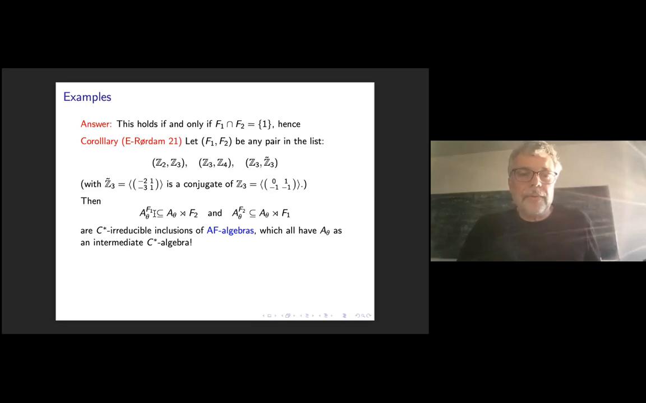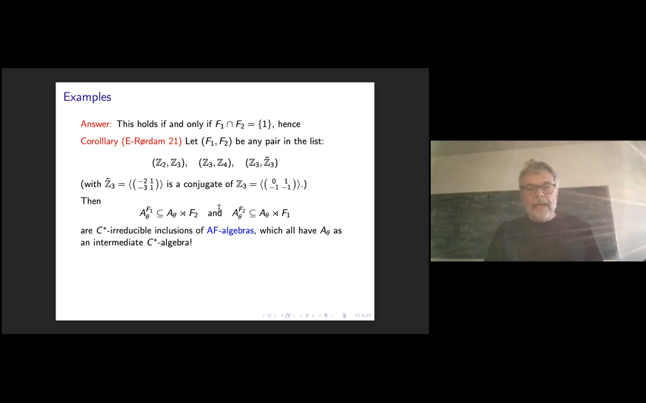And so the inclusion of A theta fixed by F1 into A theta crossed F2, and also in the opposite direction, are all C-star irreducible inclusions of AF algebras, and they all have A theta as a non-AF intermediate C-star algebra.